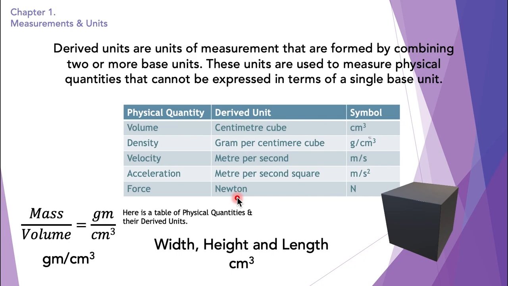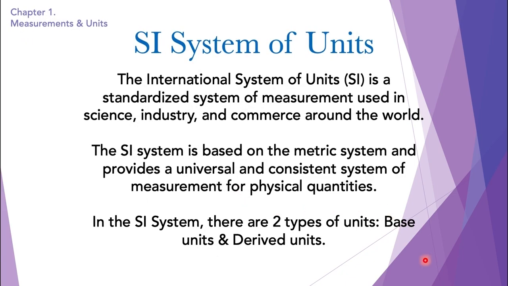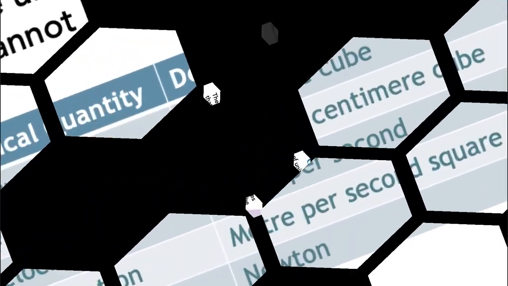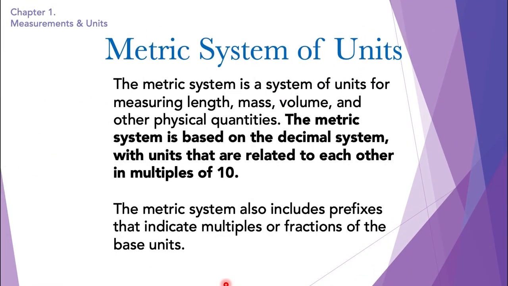Now that we've understood base units and derived units both, as well as the SI system of units, we can move ahead onto the metric system of units. So, the metric system is a system of units for measuring length, mass, volume, and other physical quantities. The metric system is based on the decimal system with units that are related to each other in multiples of 10. The metric system also includes prefixes that indicate multiples or fractions of the base units.